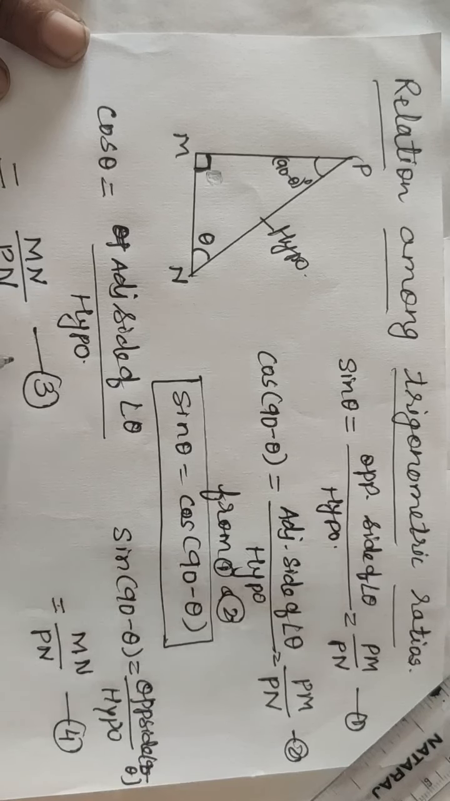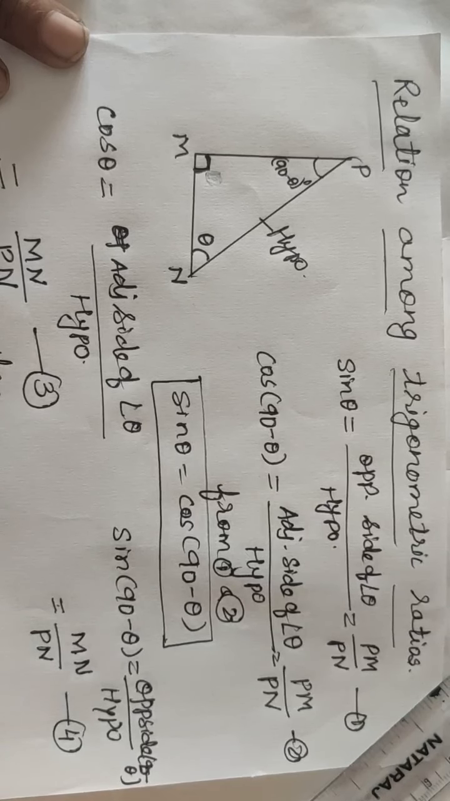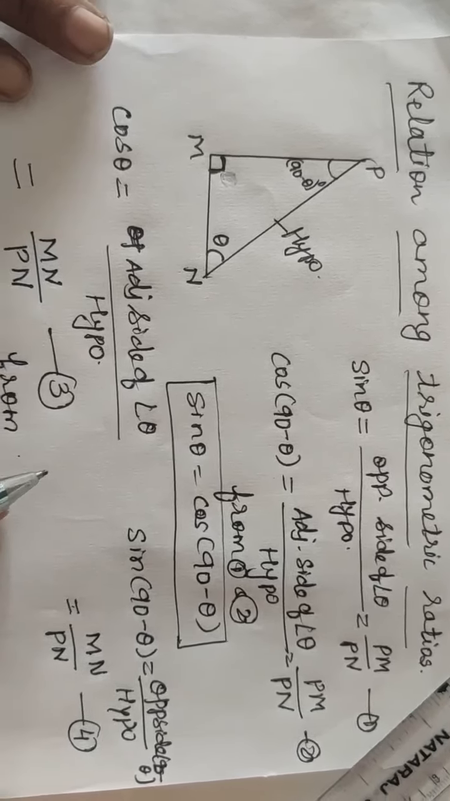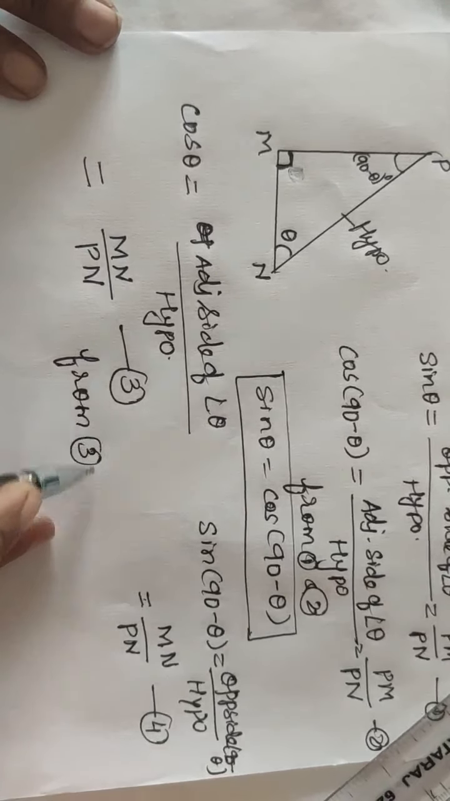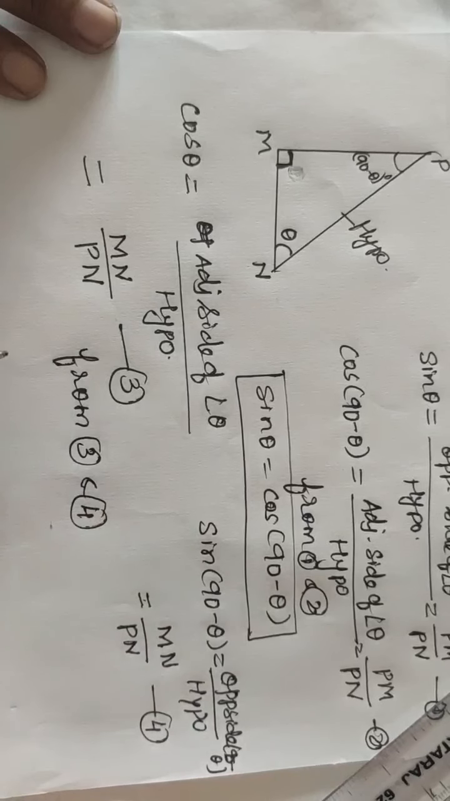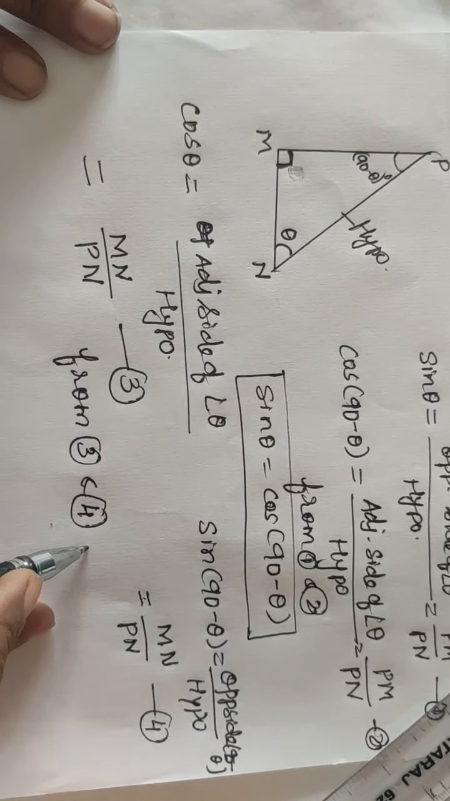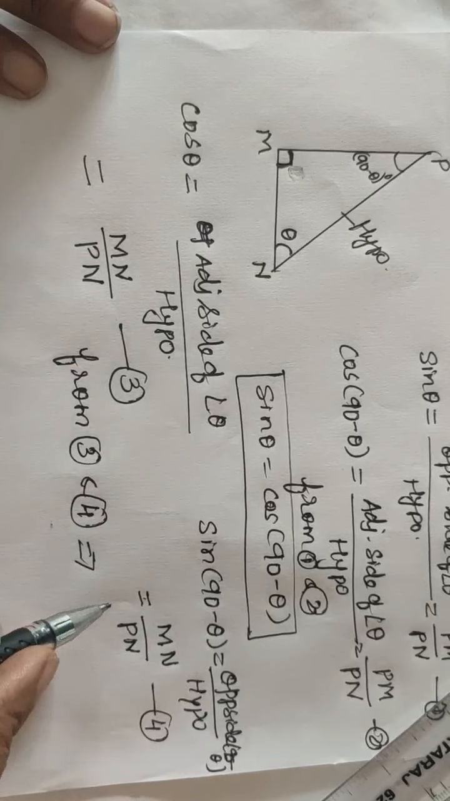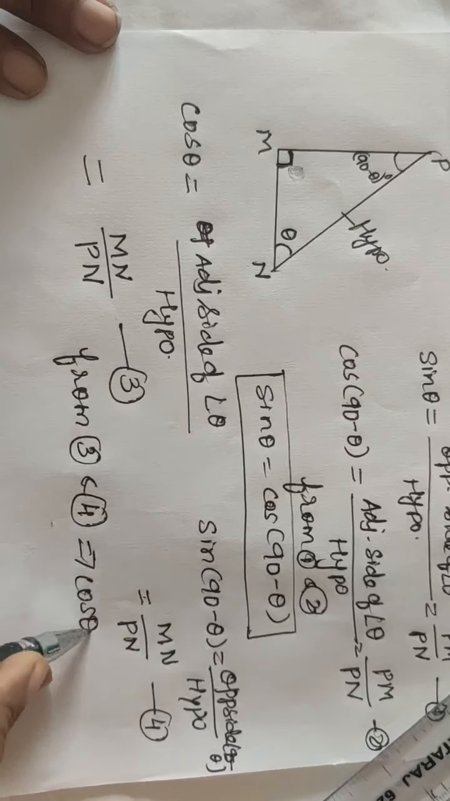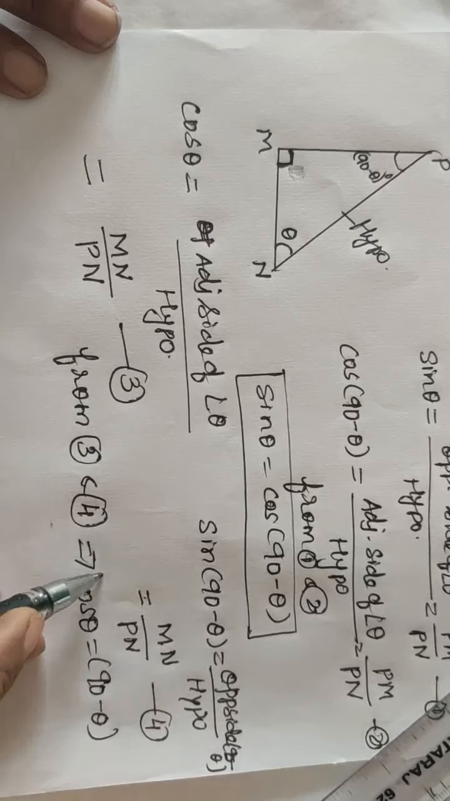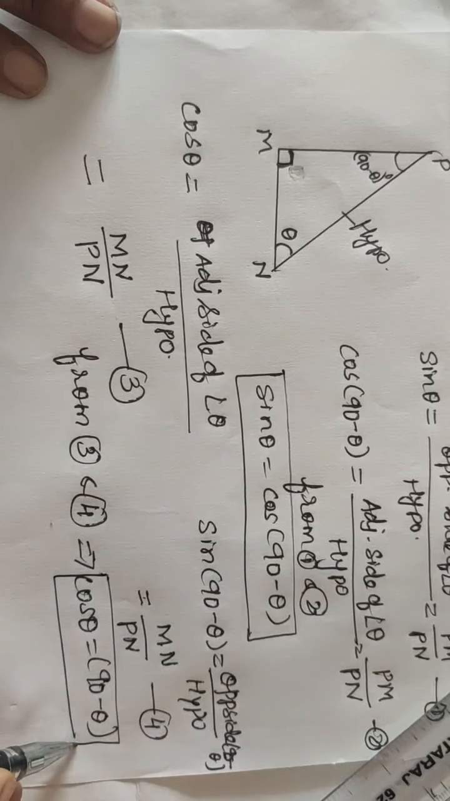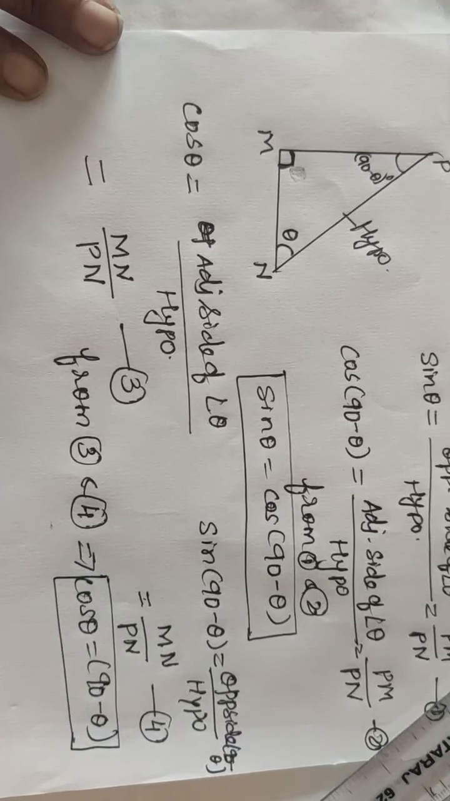Now children, from 3 and 4, what are you getting? From 3 and 4, you can see both the right-hand sides are equal. So it implies that cos theta is equal to sin of 90 minus theta. This is one formula you got again. So learn it very well.